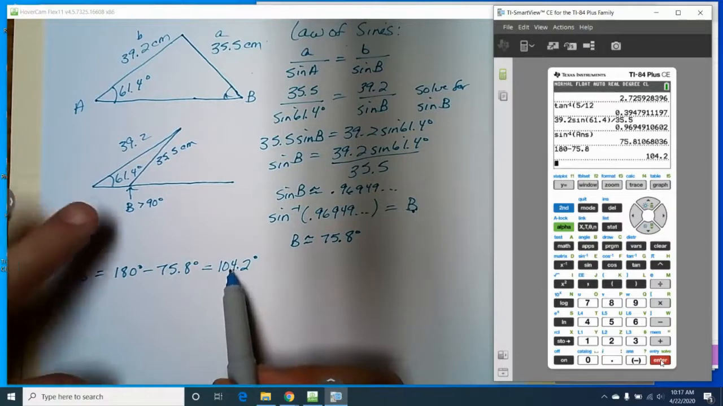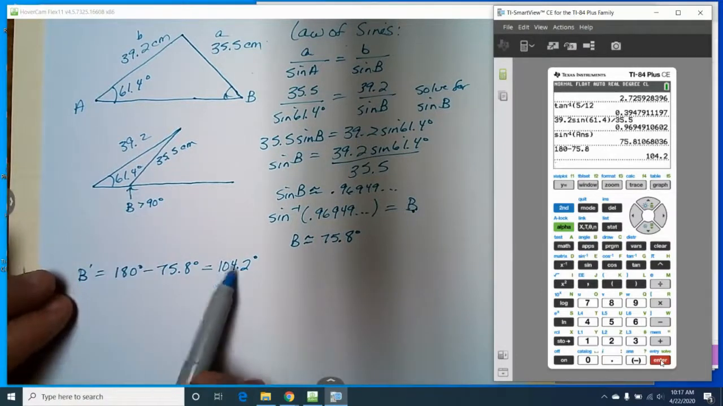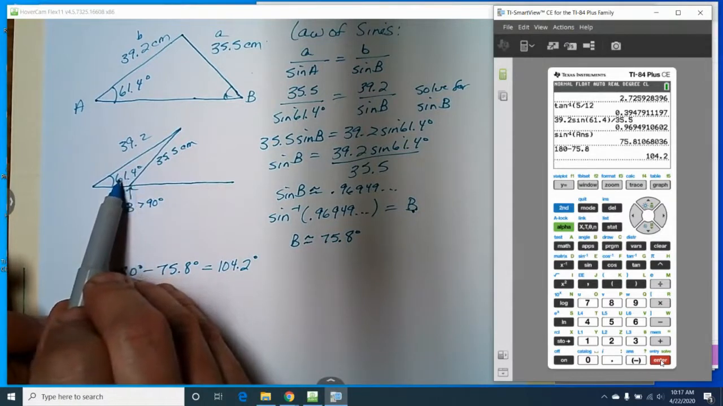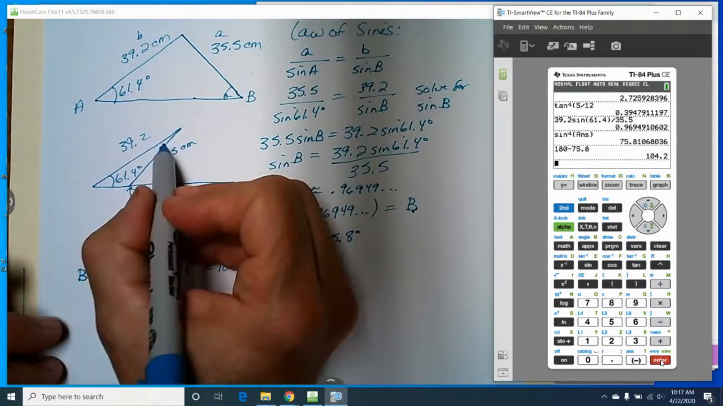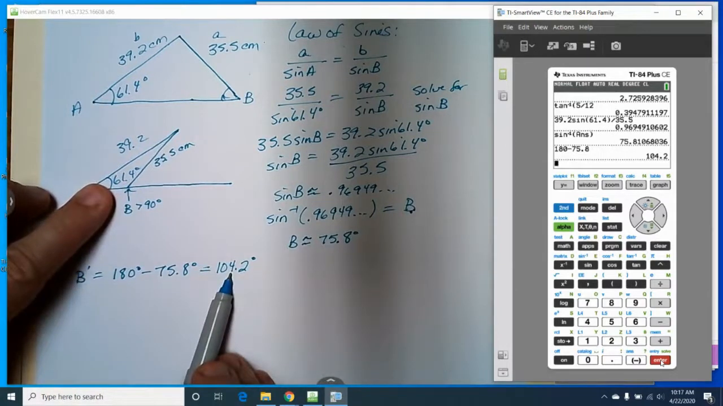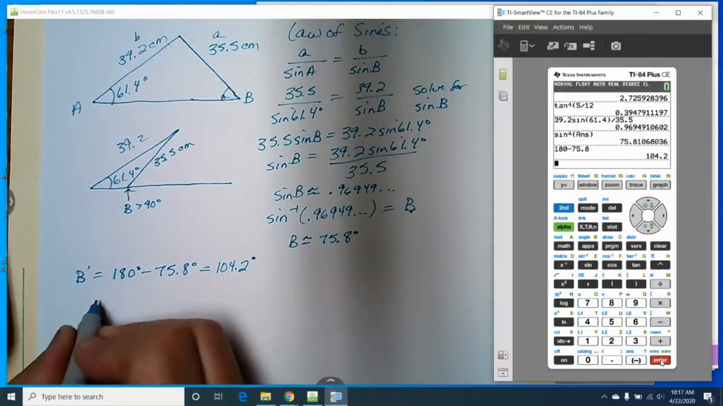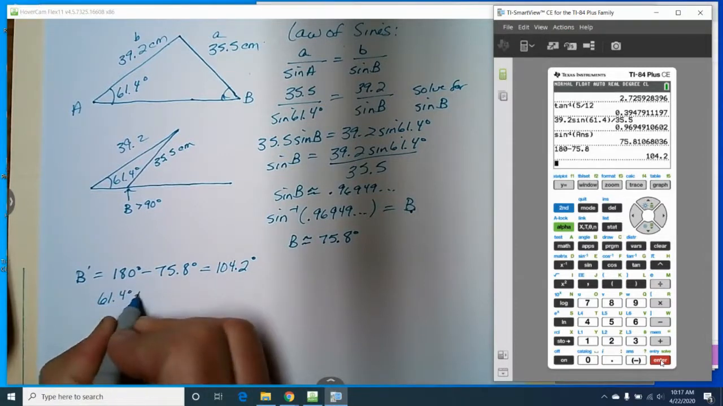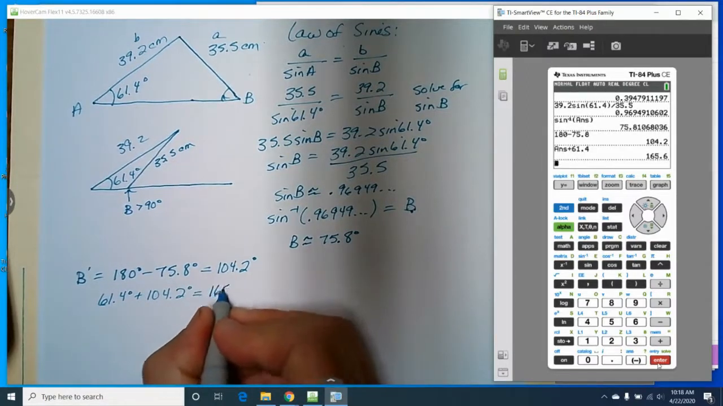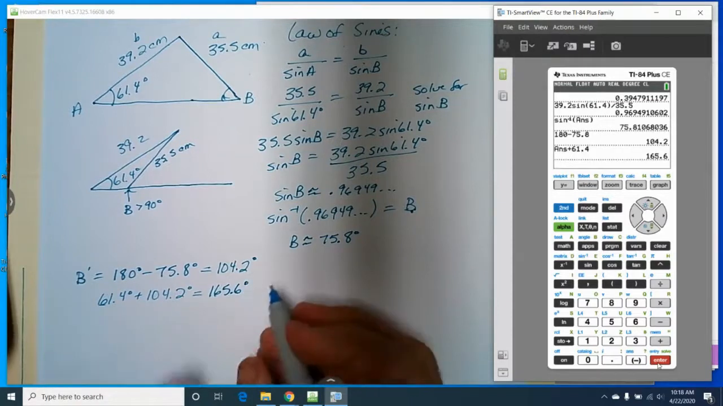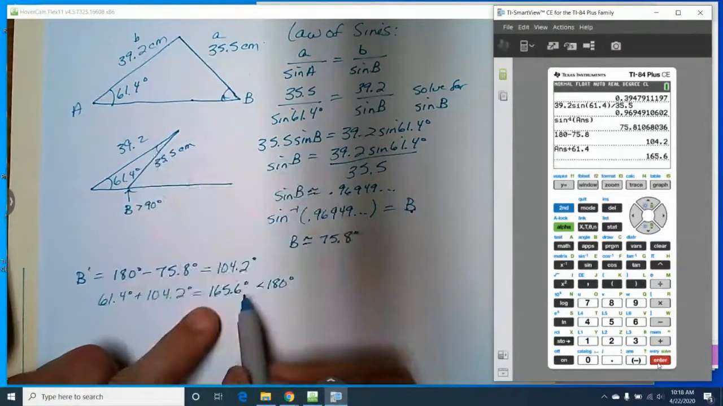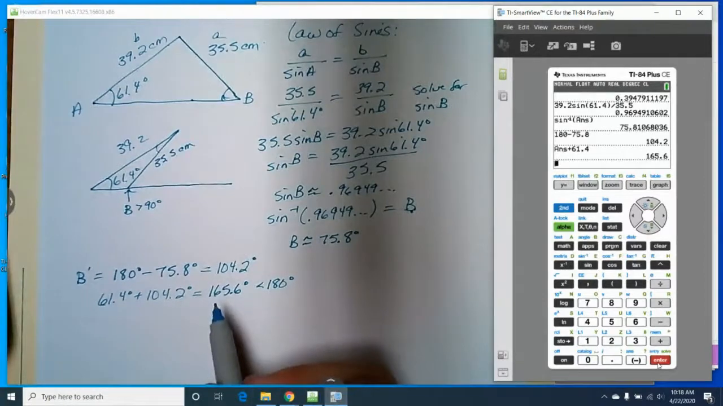And what we want to do is see if that would be possible in this triangle. So if we had 104.2 here and 61.4 degrees here, would it be possible to have a third angle that would be small like this? So the question is whether these two add up to less than or more than 180 degrees. So if we take our A, which is 61.4, plus the 104.2, that gives us 165.6. Since this is less than 180, that means that, yes, we have a third angle in our triangle to make the three add up to 180.